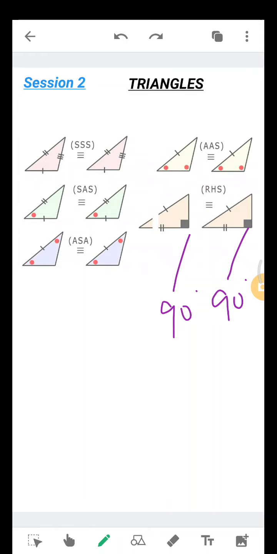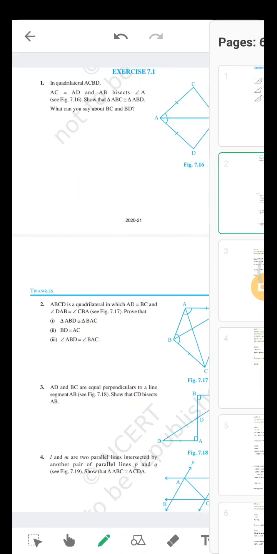So these are the rules which will help you. I can say these are the weapons to fight the war. You should keep these rules in your mind and apply the suitable rule for exercise questions. If 3 sides are equal, we can use SSS. If 2 sides and the included angle, you can use SAS, and so on. So in today's session, we are going to start an exercise from triangles. Let me show you the exercise.